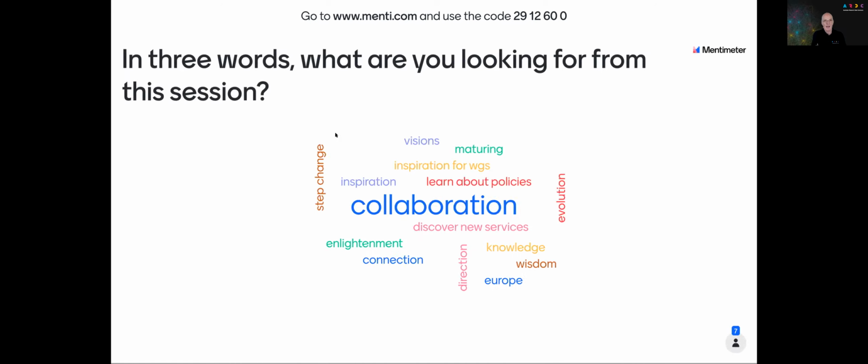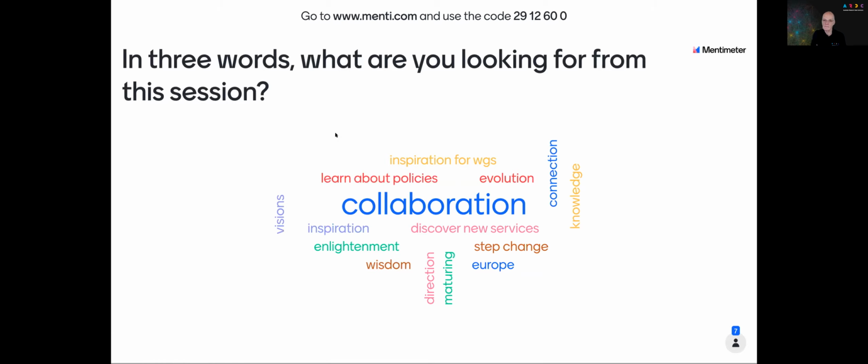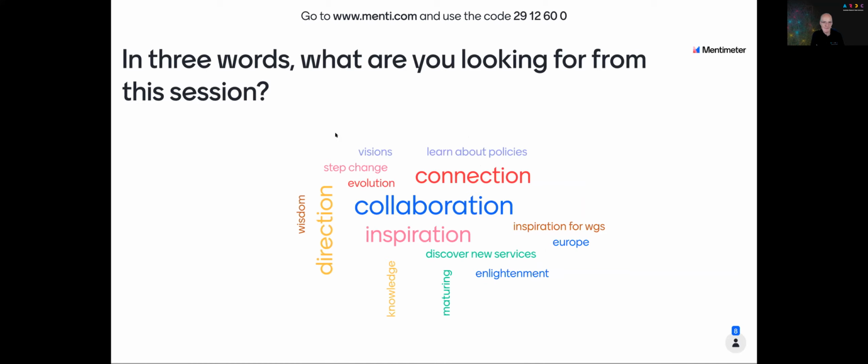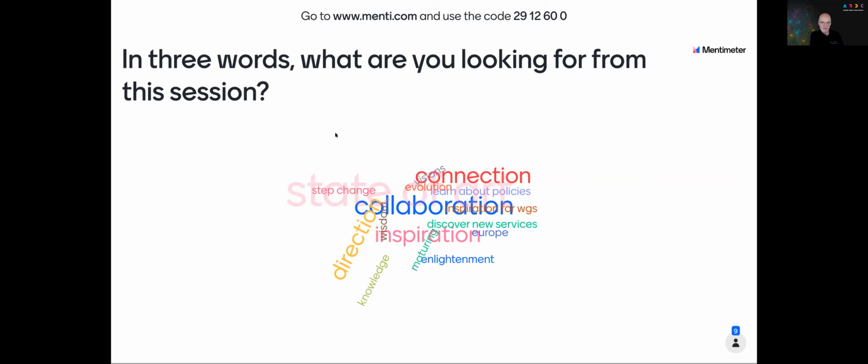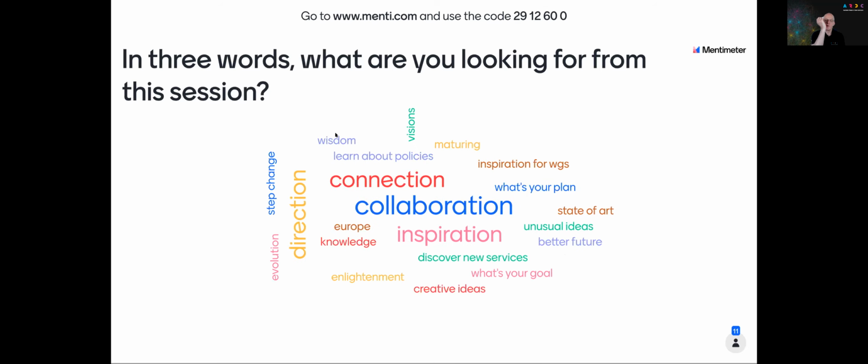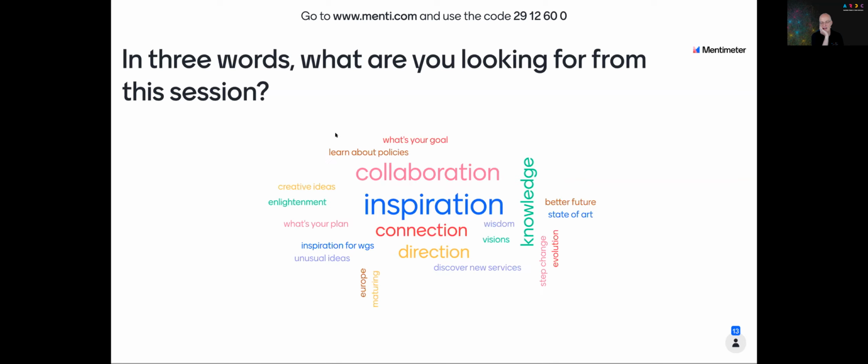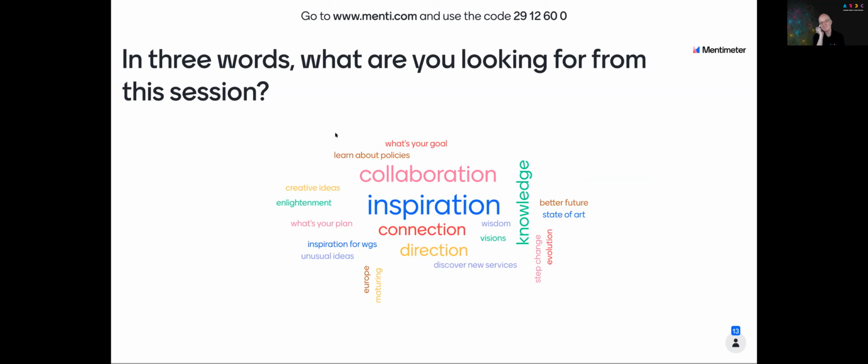And now, 3 words. What are you looking for from this session? And you should be able to put as many sets of 3 words in as possible. Okay, for those people who put collaboration, can you maybe augment that with another one? Collaboration, no, maybe that's not a fair question. All right, we can leave it as collaboration. Okay.